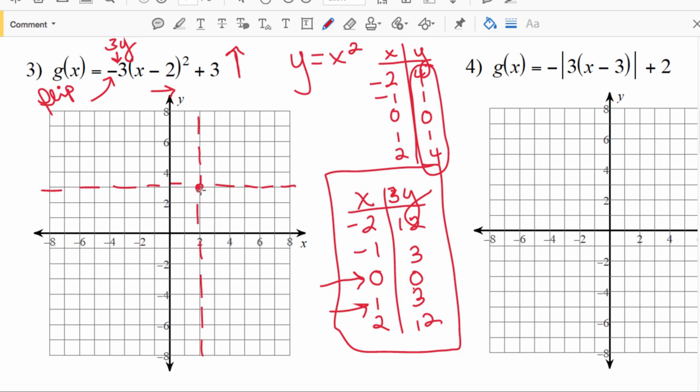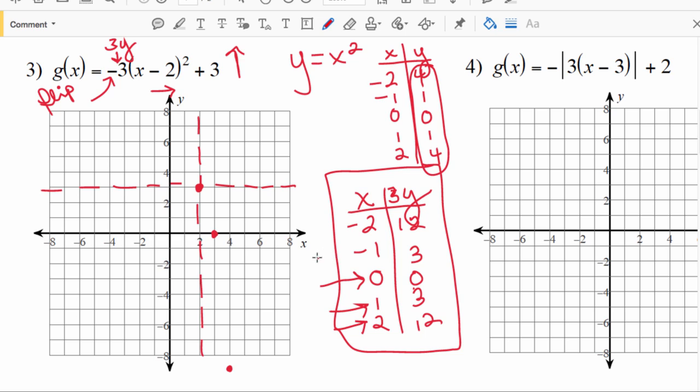Normally I go over 1, up 1, but we have to triple that and then also go upside down. So over 1 instead of down 1, over 1, down 3. And then instead of over 2, down 4, it's going to be over 2, down 12. So that's, let's see, 8, 9, 10, 11, 12. Maybe down there.